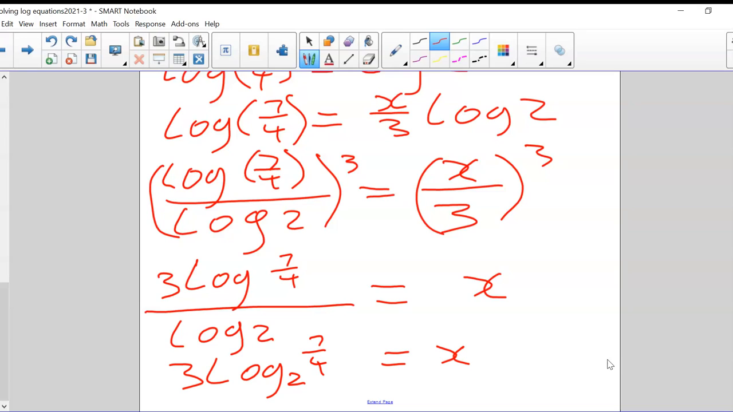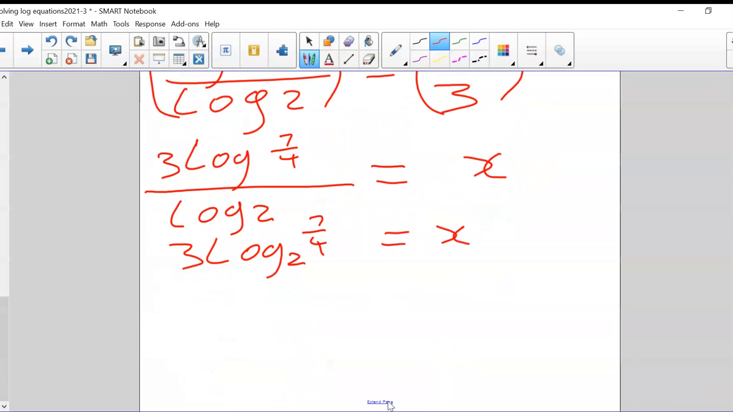So either you do the one above it, which is the change of base formula, or you can do this one, or some people might even say this. It's the log base 2 of 7 over 4 cubed. That would also be another way to write that.